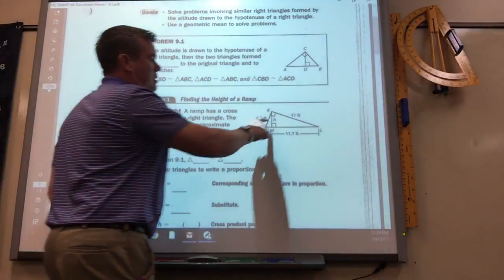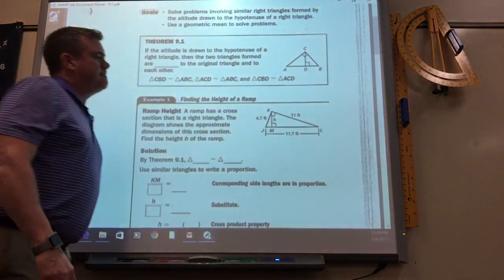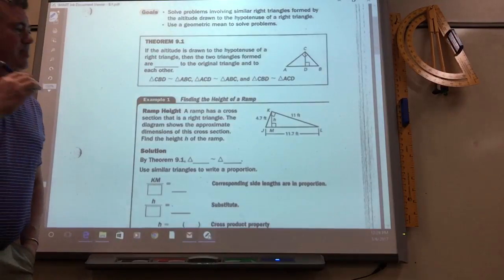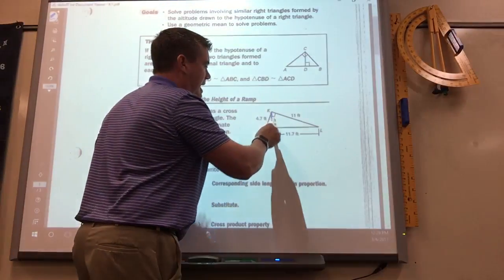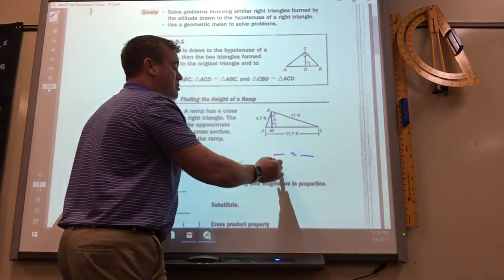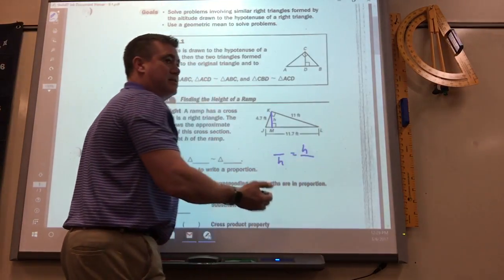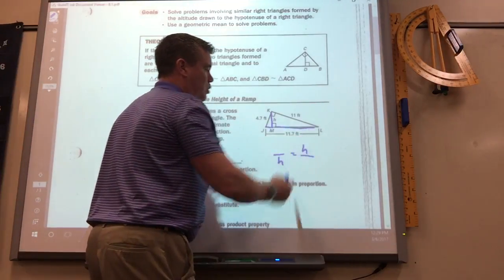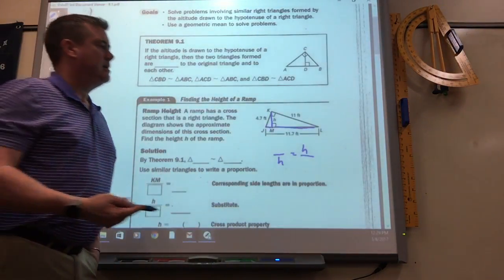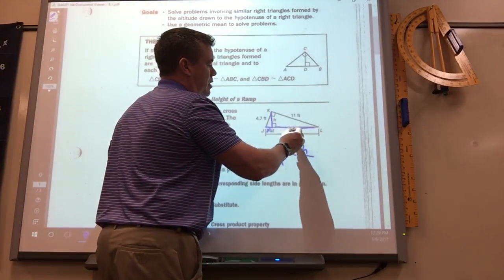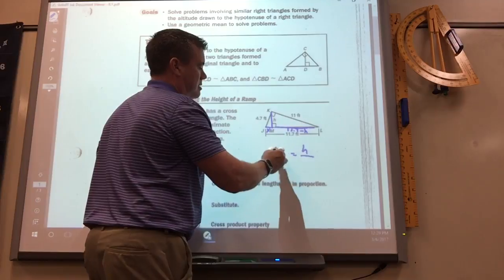Okay, this one is one of the harder ones to begin with. In order to find h, which is what they're looking for, it's a geometric mean, so you put it in there twice. But we would have to put this piece and that piece. We don't know either one. You could call this x and this 11.7 minus x.